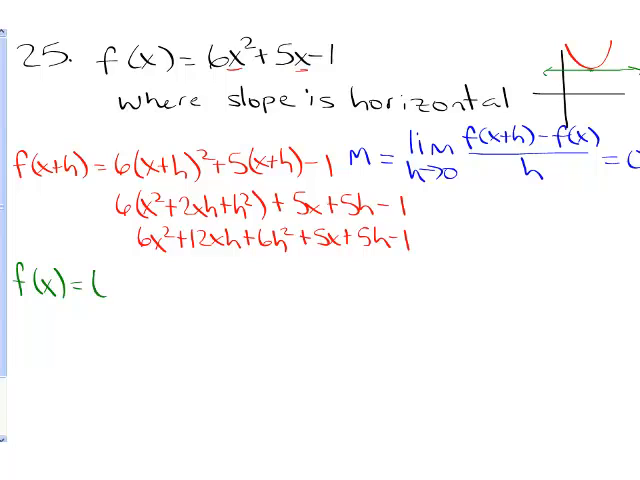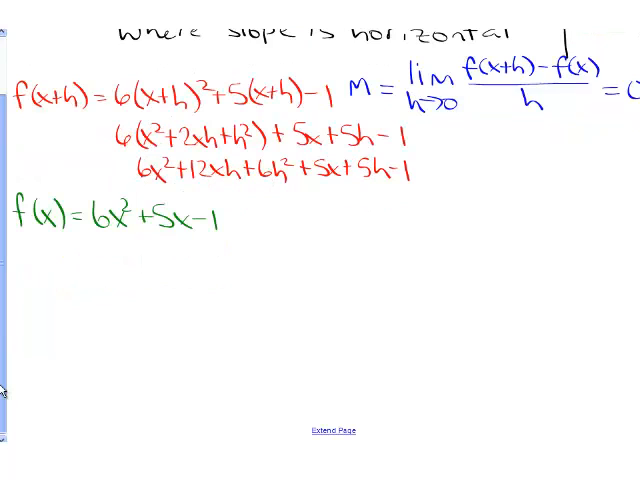We also just need plain old f of x. So if I'm going to find where my slope is horizontal, or my tangent line is horizontal, I need a slope of 0. And in order to find slope, I've got to use my blue limit formula. So now I'm going to take everything there in red and put it in the f of x plus h part. And I'm going to take my green equation here and put it in the f of x part.